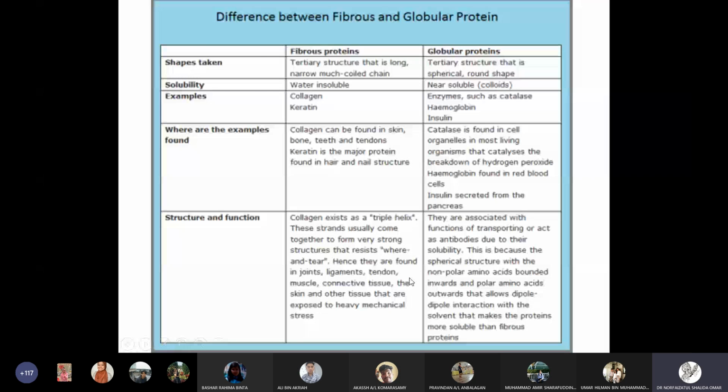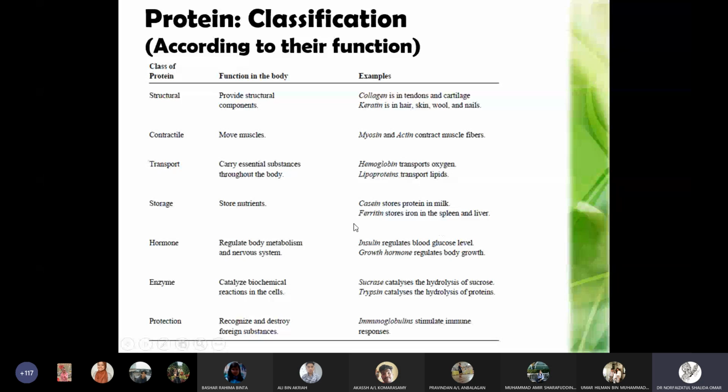And these are other classifications according to their function. So based on structural, contractile, transport, storage, hormone, enzyme, and protection. So there are three different kinds of classification: whether it's simple or conjugated, the size, the actual length to breadth, and then this one is classification based on their function.